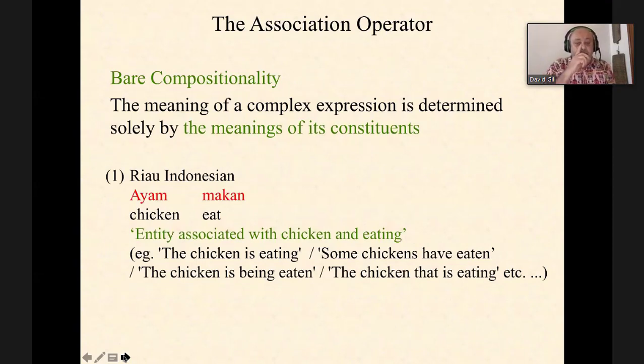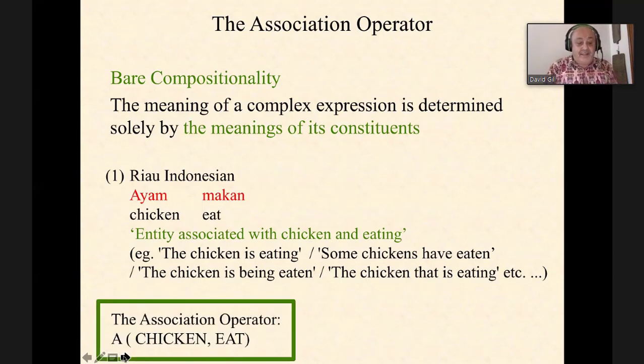Now, in order to characterize bare compositionality, what I've done in previous work is introduce what I call the association operator. It's indicated at the bottom left of the slide. So A of chicken and eat basically means anything to do with chicken and eating. So think of it as being some kind of generalization of the genitive marker. So if it were to apply monadically, just chicken, it would mean the chicken's, something to do with the chicken. Here, when it applies dyadically, what it means is something to do with chicken and eat, but we don't quite know what, go figure. And in particular, there is no association of thematic roles.